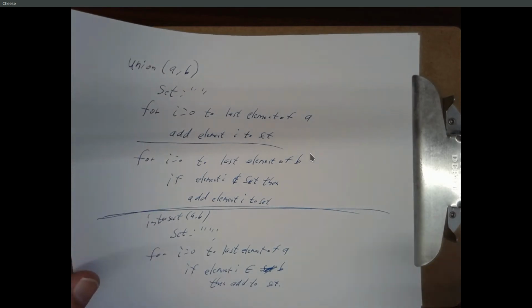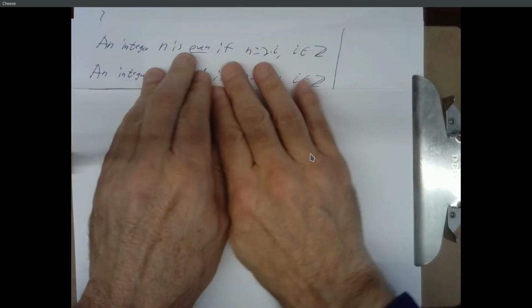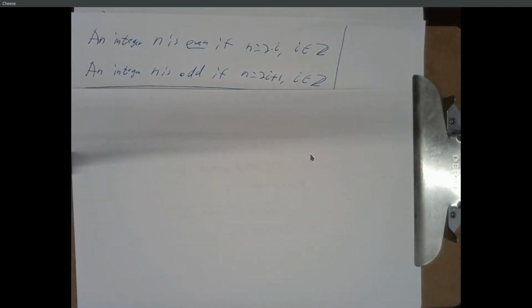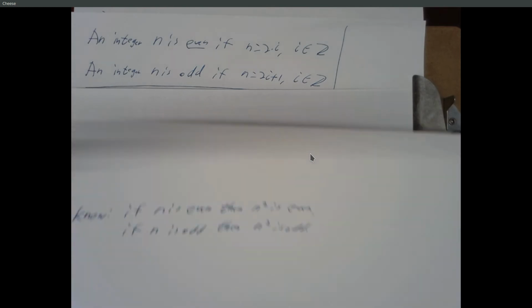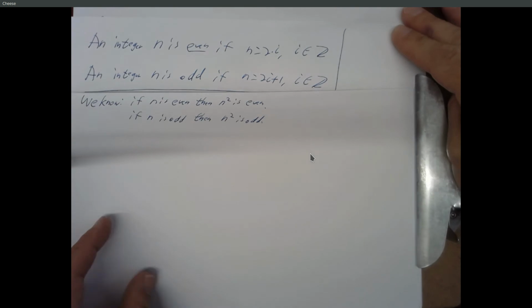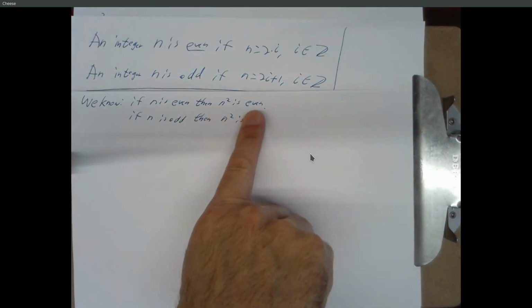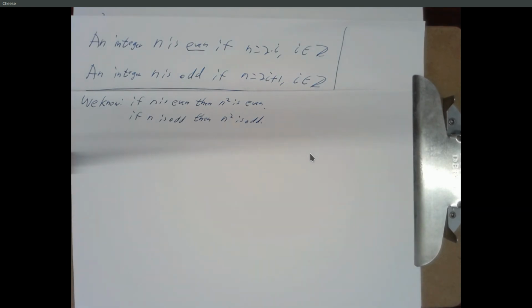Alright, so let's go back to proofs. I'll leave our definitions of even and odd up there. And we've just proven two things. We know that if n is even, then n squared is even, and if n is odd, then n squared is odd.